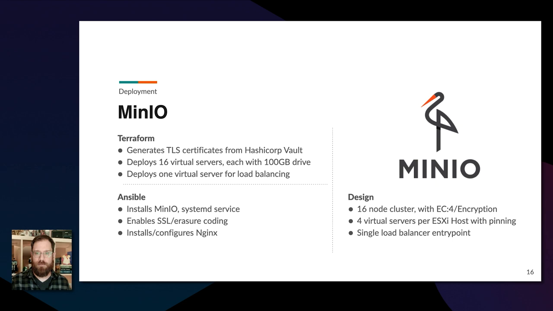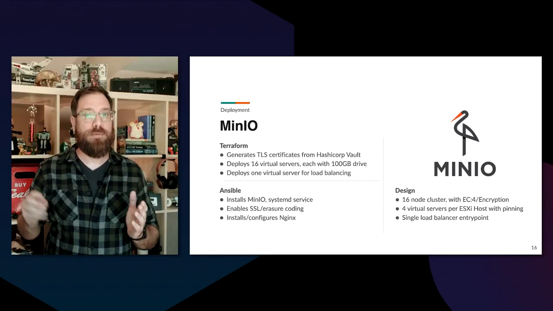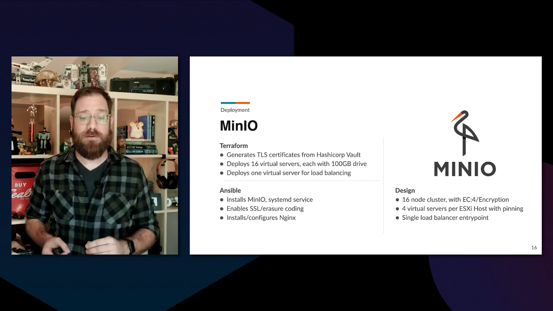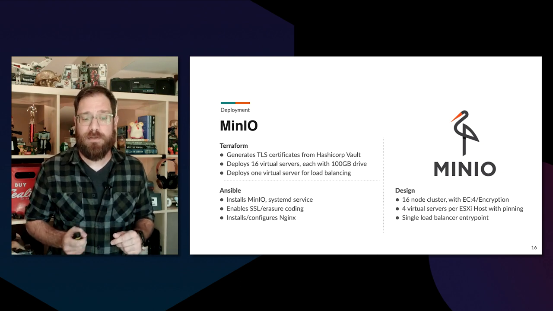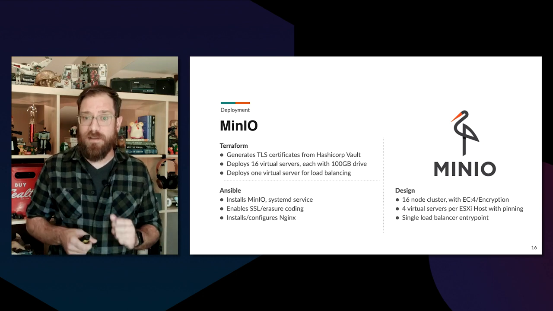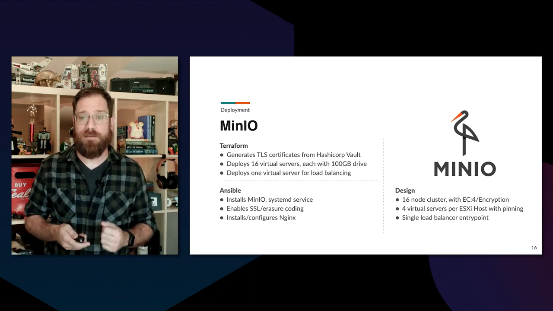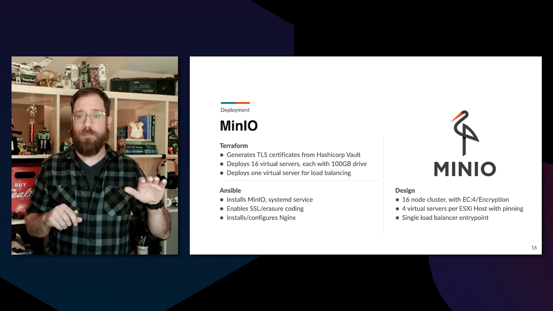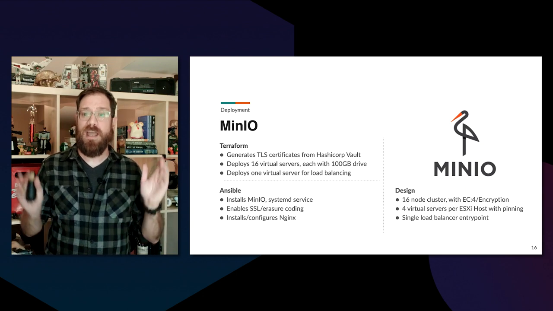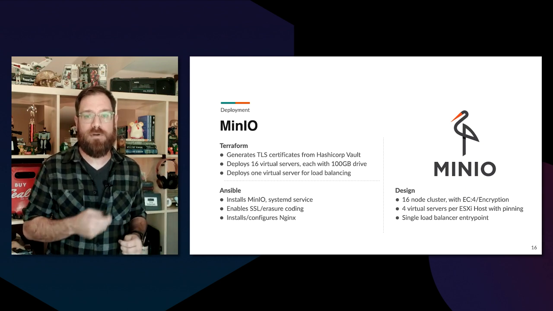Ansible can install Minio, the systemd service. And by the way, Minio is a special one because the systemd service has to know about all of the other nodes that are participating in the cluster. So when we started with 4 nodes, it had minio1, 2, 3, 4. But now that we've got 16, it has minio1 through 16. Ansible has that configuration managed in the systemd service. Ansible will also enable SSL and erasure coding before then reaching into the load balancer VM to install and configure Nginx. So start with nothing, Terraform apply, Terraform runs, Ansible runs, and then you have an on-prem 16-node S3 cluster.